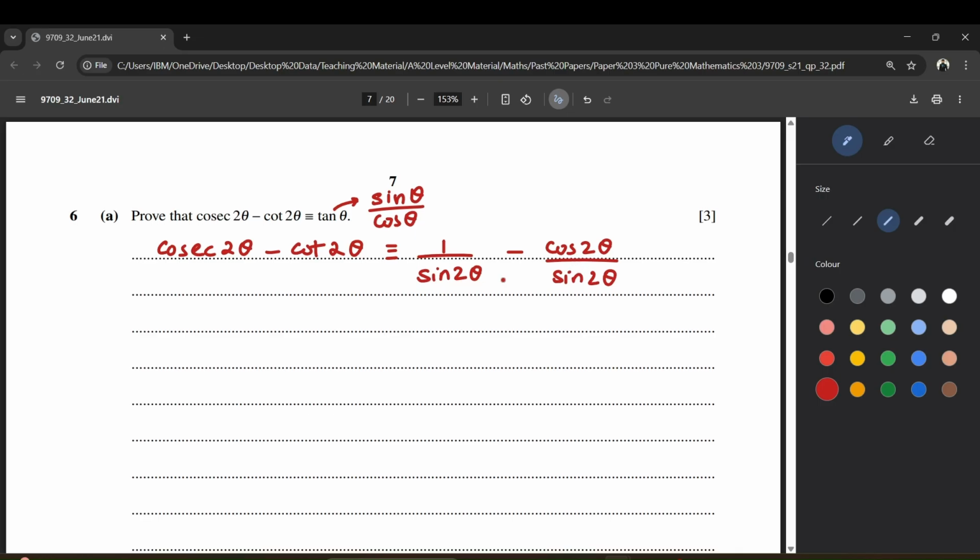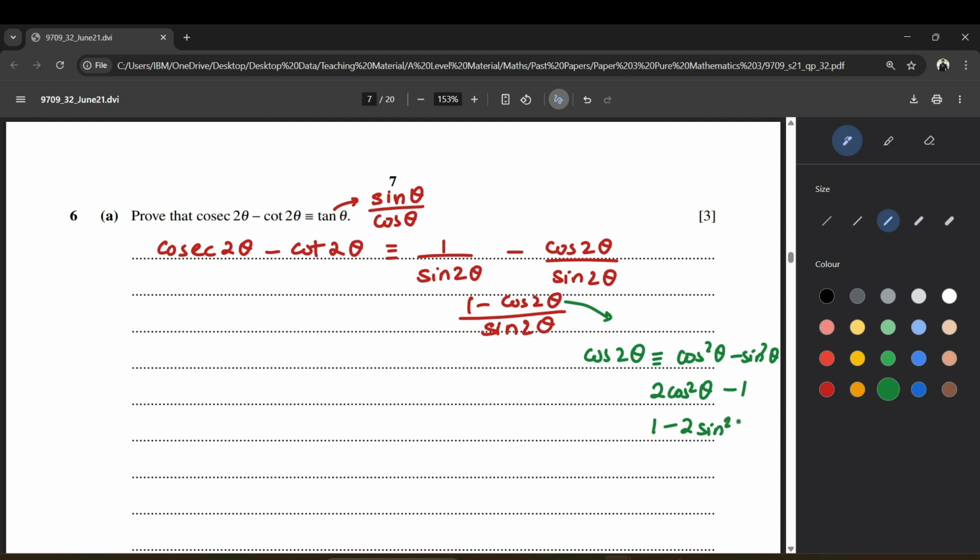All right, so we can see that sine 2 theta we have the same on both sides, so we can combine them in one single fraction, sine 2 theta, and on the numerator we have 1 minus cos 2 theta. Now, there are three double angle formulas for cos 2 theta. We have cos squared theta minus sine squared theta, we have 2 cos squared theta minus 1, and we have 1 minus 2 sine squared theta.